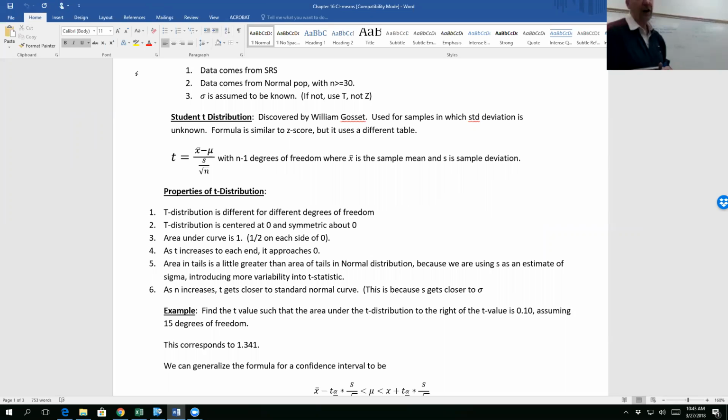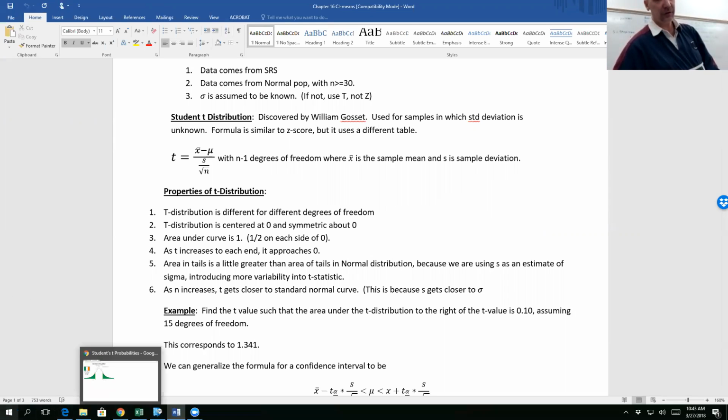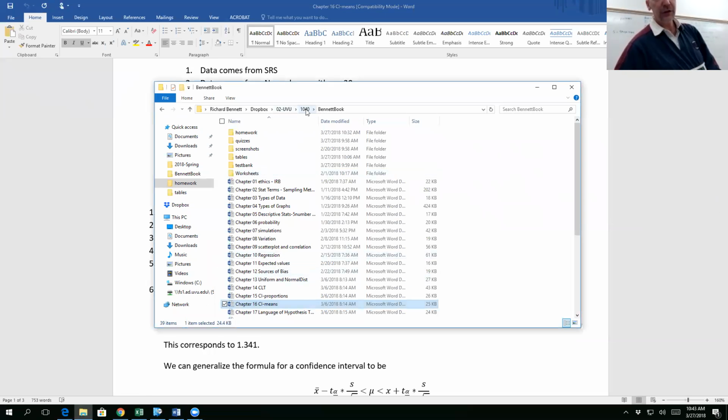Okay, all right. So find the t-value such that the area under the t-distribution, maybe I should pass these back out. I shouldn't have collected these formulas. Do you guys want to look at these, or do you want to just see it on the computer screen? Just the computer screen is fine? Okay. So here's your formula sheet.